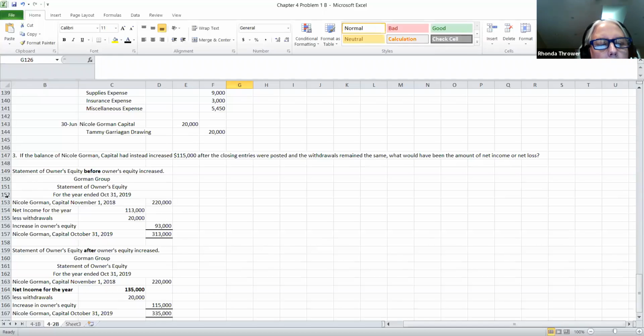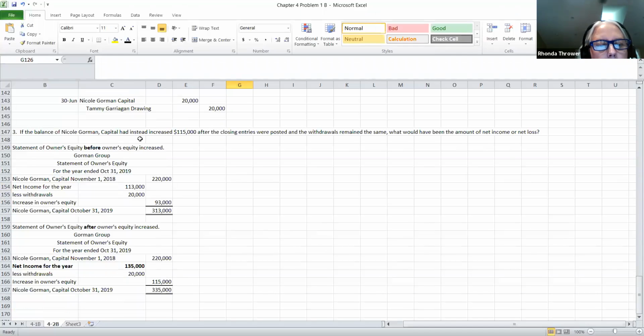So I just copied this statement of owner's equity down. That's what it was before. Now we're going to mess with it a little bit. Notice here that it says the balance of the Nicole Gorman capital account. What if it had increased by 115,000? So the only thing I did here is I put my increase in owner's equity to be 115,000. I just copied this amount that was given down here.